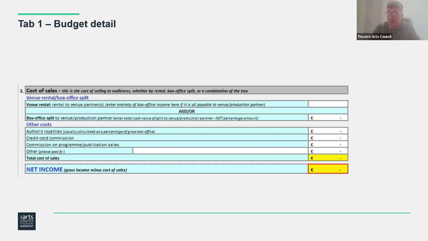And then you have other costs like authors' royalties, credit card commissions, program sales, if there is one, and that will give you the total cost of sale. And then that will give you your net income. That's basically the money that's coming into you for the project.